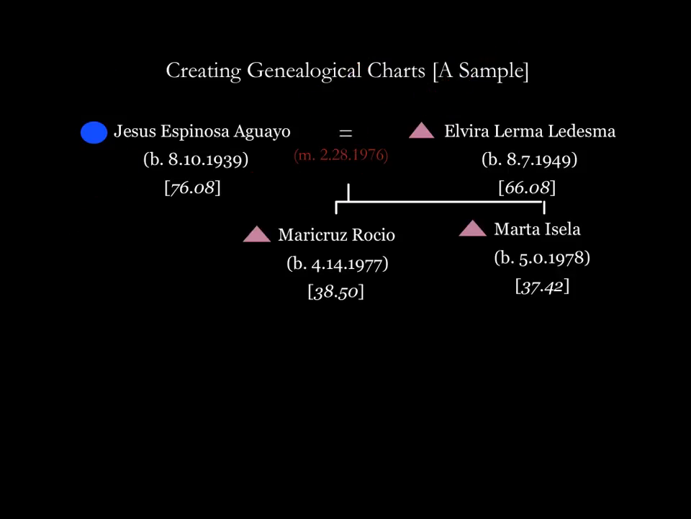Now after that, what you'll do is you'll begin looking for children of this marriage, so issue, right? In this case, I've listed myself and my sister, so again, you can see the pattern where females are denoted with the triangle, our first and middle names are listed here along with birth dates and approximate ages.